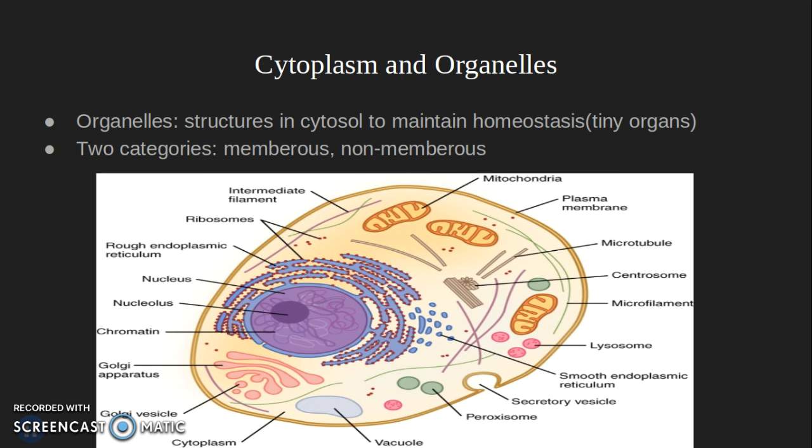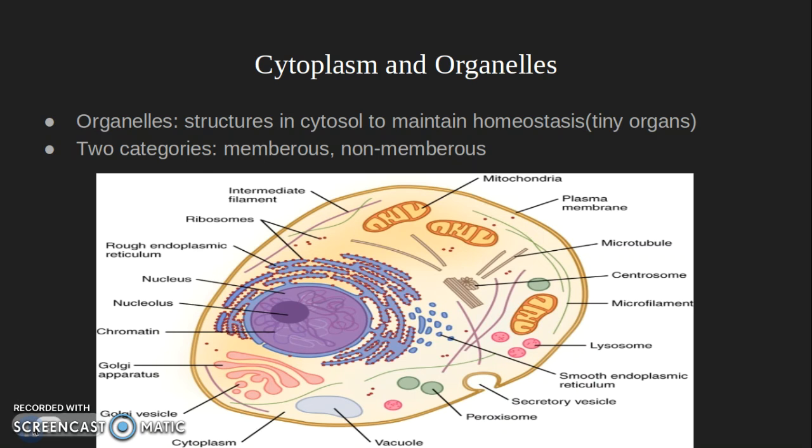First, the organelles are pretty much structures in the cytosol to maintain homeostasis within the cell and within the organism itself. Just think of them as tiny organs, and each individual organelle has a unique function to it. And there's also two categories for organelles, which are membranous and non-membranous. Membranous means it has its own cell membrane, and non-membranous doesn't have a cell membrane. And pretty much all the organelles are going to be membranous except for the centrosome and ribosomes.